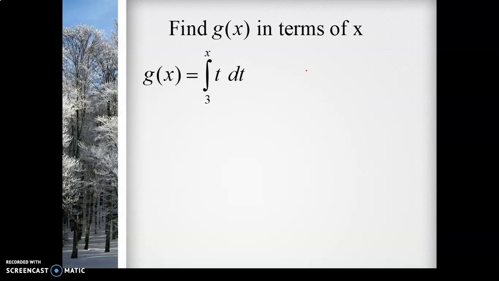Okay. These last couple of problems, this one's not really uSub, but we usually teach it on this day, so we're going to throw it into these videos. So we want to find g of x in terms of x. I'm going to show it two different ways.